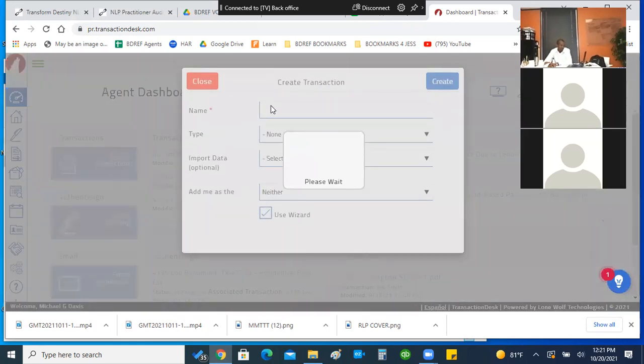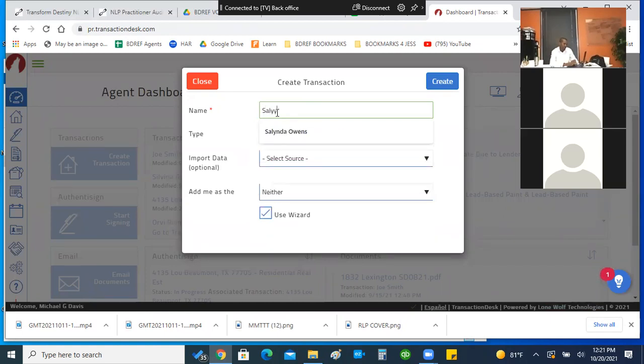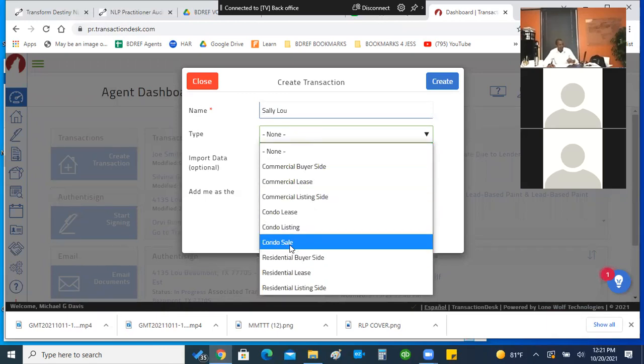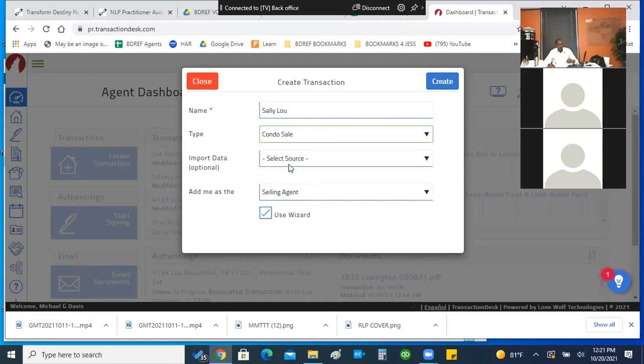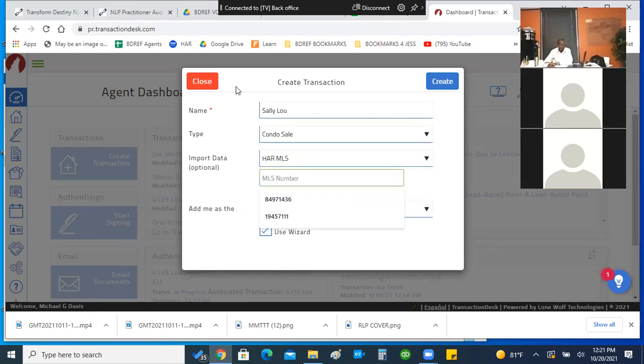All right, so create transaction. We're going to call this person Sally Lou. And this is a condo sale. So we're representing the buyer. All right, select source. Yeah, JRMLS. All right, let's go find a property to input.